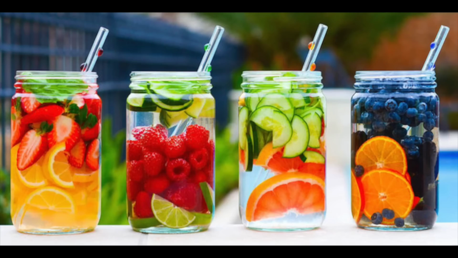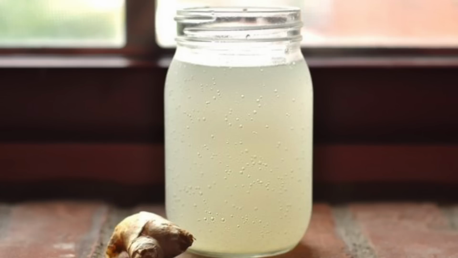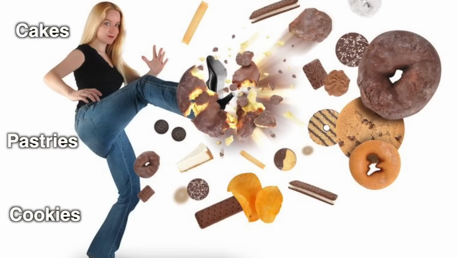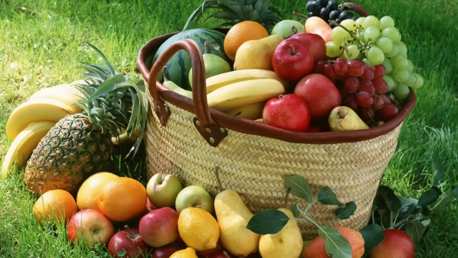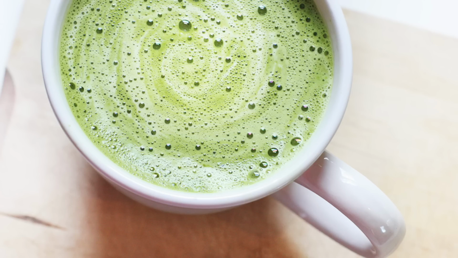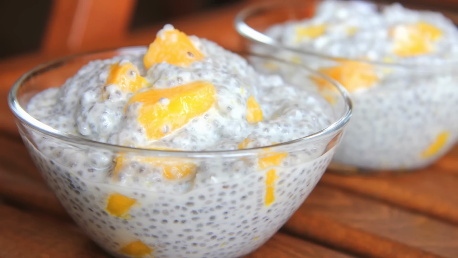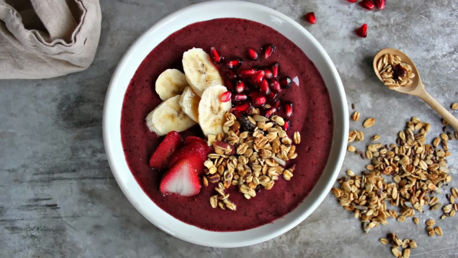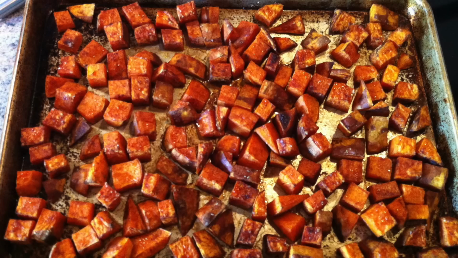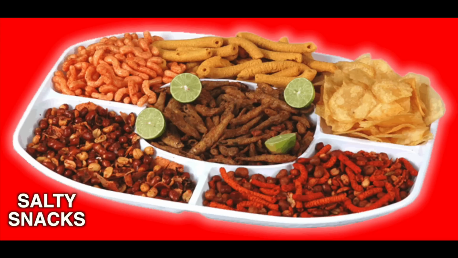You are better off preparing a jar of water infused with fruit pieces or lemon juice with a little bit of stevia. 2. Cakes, pastries, and cookies. You are better off satisfying your sweet tooth with fresh fruit, a creamy matcha tea with stevia, a chia pudding, an acai bowl with granola, baked sweet vegetables like yams, sweet potatoes, squashes, cut into pieces and sprinkled with cinnamon and maple syrup. 3. Salty snacks.